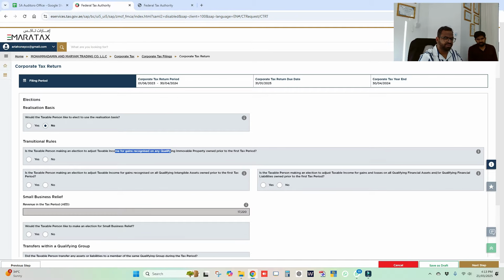If they own any qualified immovable property, then it is applicable. In this case, no, it's not applicable to us. Okay, we don't want to use that one.